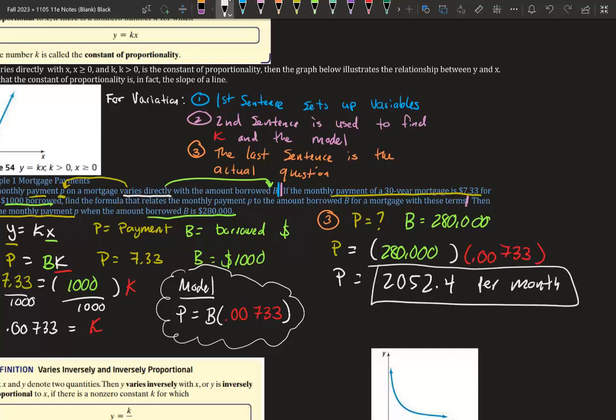Meaning, if you bought a house for $280,000 and your interest rate was 0.00733, aka 7.3%, then you would pay about $2,500 per month, literally just your mortgage. That doesn't count for your homeowner's insurance, your PMI insurance, or anything else.